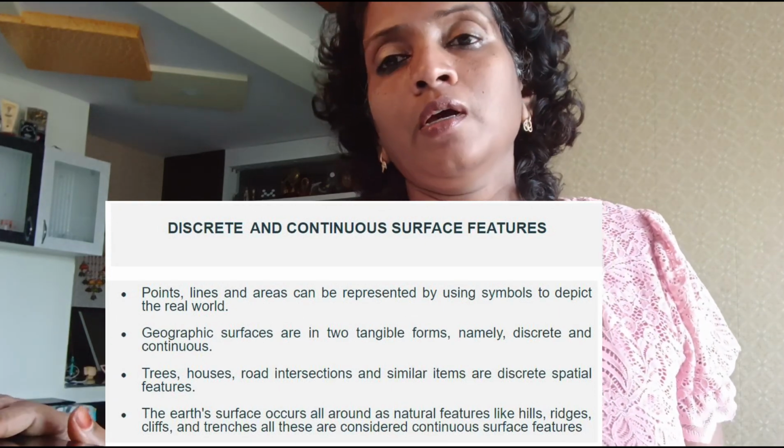The geographic surfaces are in two tangible forms, that is continuous and discrete forms. So what is a continuous feature? For example, the terrain, the earth. It has some hills and rivers, ridges. So these features are continuous features. What is discrete? Discrete is a scattered thing, right? Just like the population, or the tree count. Here one tree, there one tree. So that's discrete data. And the continuous is the ridge, the hill, the river, anything as a continuous feature. So these two components you need to remember.